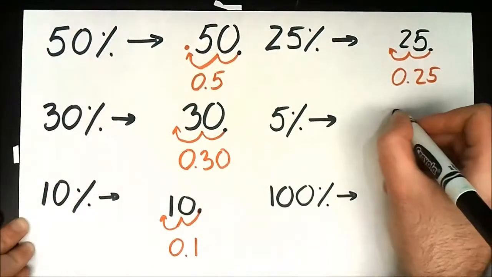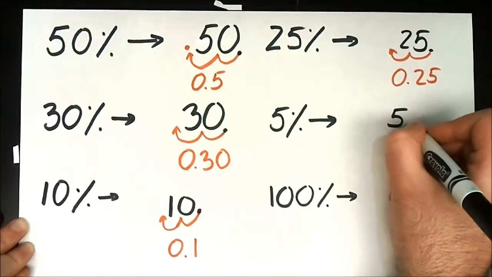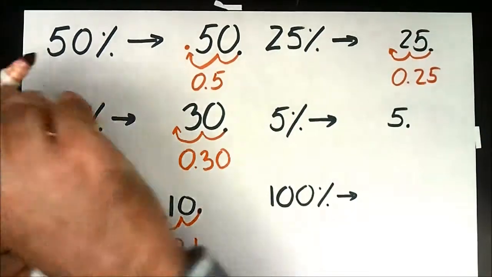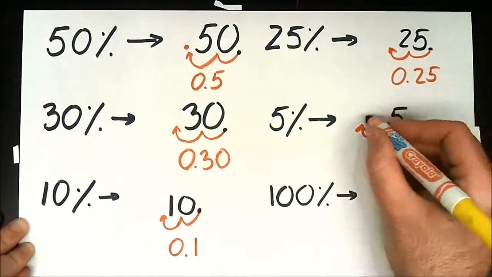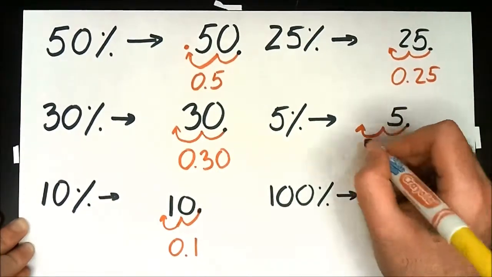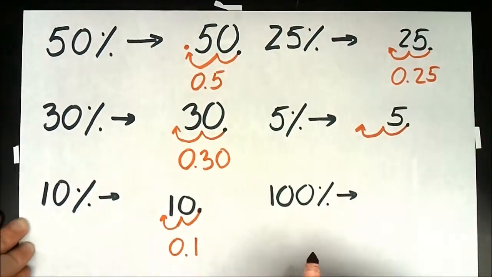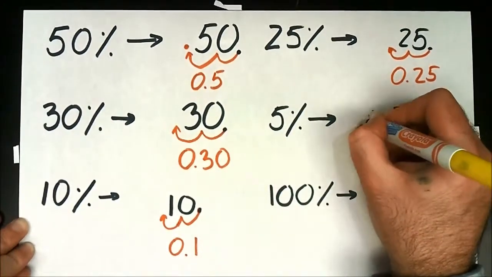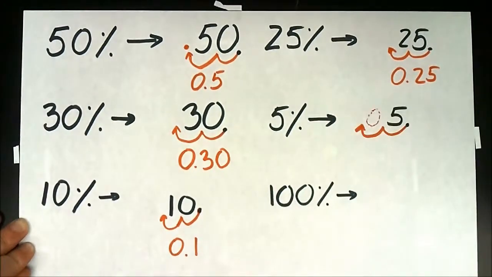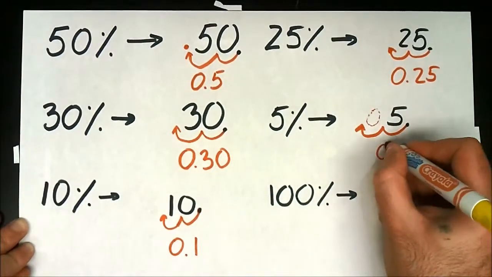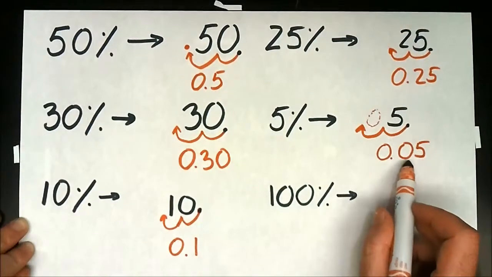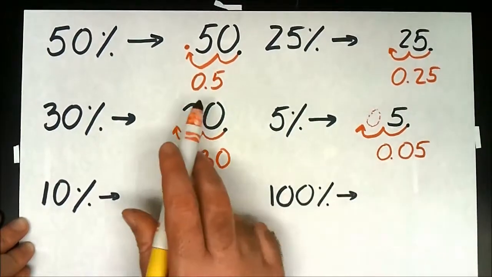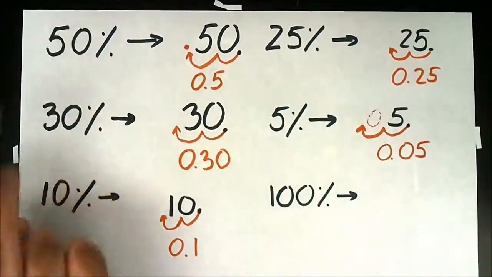For the 5, you still have to move the decimal over to the left twice. What do we do with this empty part here? Because we have to jump twice, but there was nothing here to jump over. You write a 0 in there. So it's going to be 0.05. Make sure you don't forget that 0, because if you forget that 0, it's going to be 0.5. And 5% is not 50%.